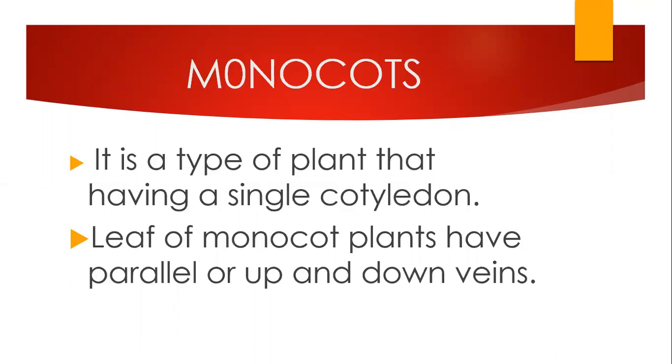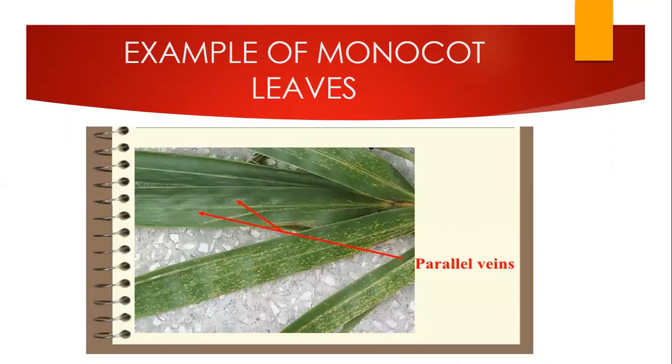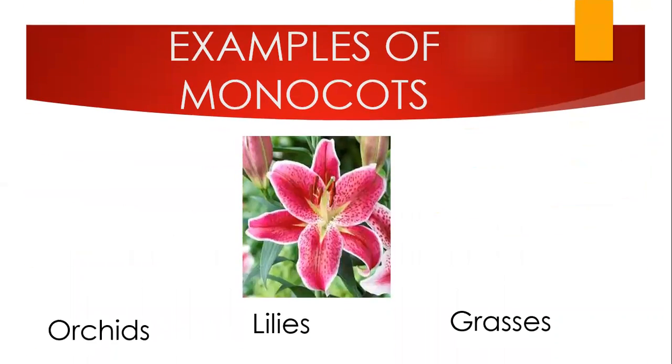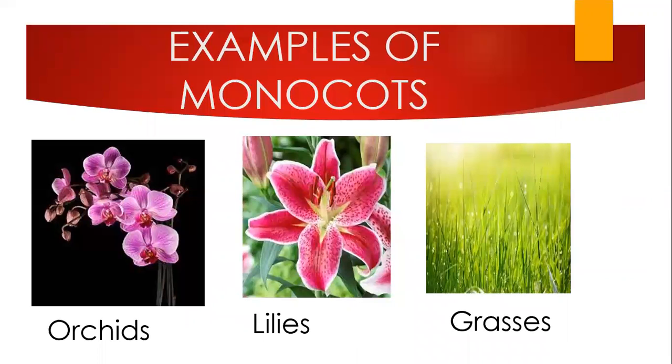It is a type of plant having a single cotyledon, and the leaves of monocot plants have parallel or up and down veins. Yes, this is an example of the parallel veins in monocot leaves. Their leaves are long, narrow, and their veins are parallel. Some examples of monocots are orchids, the purple colored flower, lilies, and grasses. So these are examples of monocot plants.